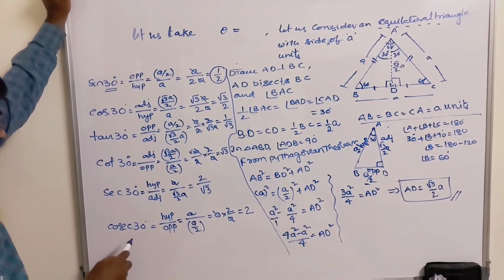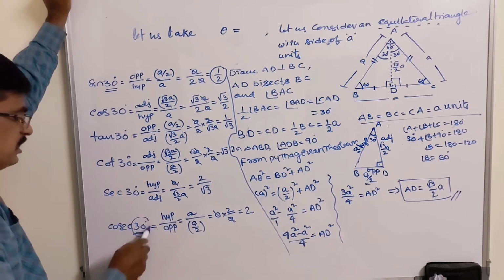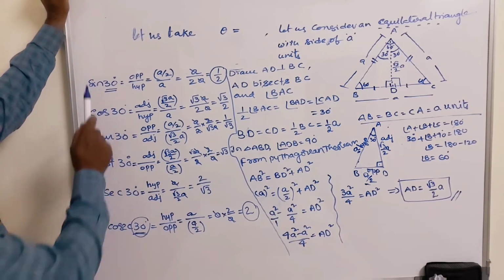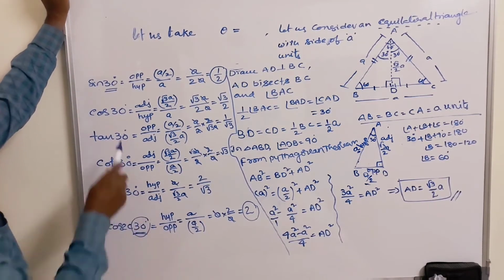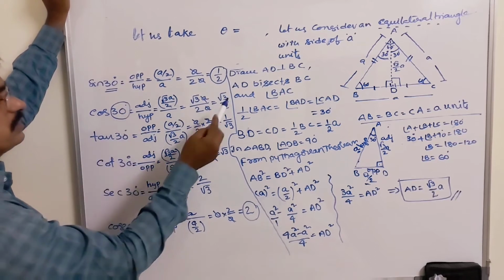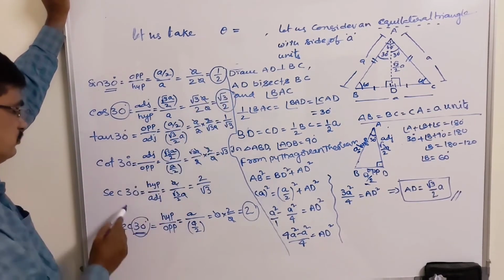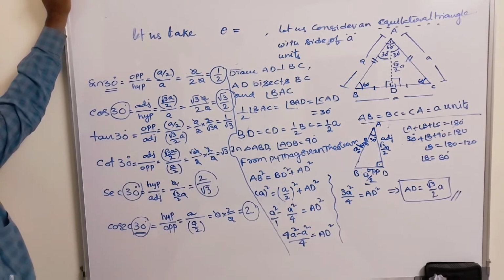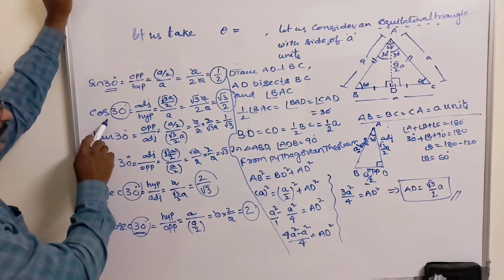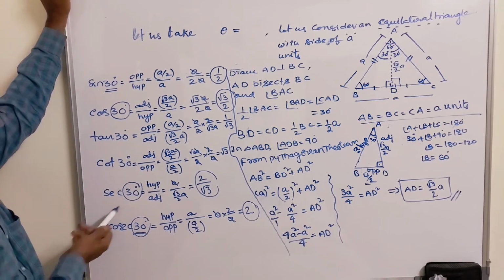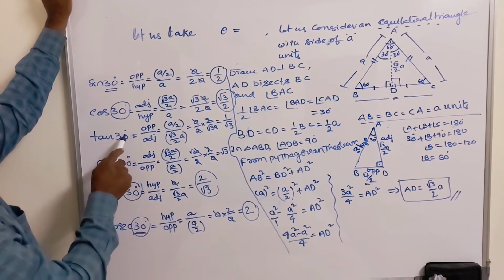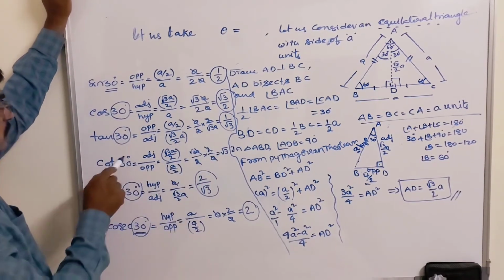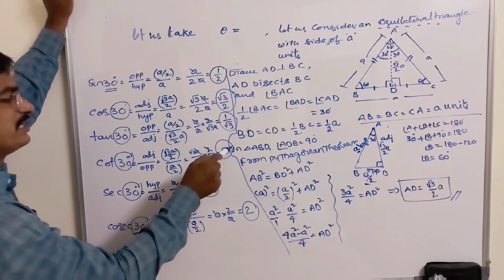Okay, cosecant 30 is 2, the reciprocal of sin 30, which is 1 by 2. Cos 30 is root 3 by 2, so secant 30 is 2 by root 3, the reciprocal. If you know cos 30, then definitely you can know the secant 30, just by reciprocality. Tan 30 is 1 by root 3, then cot 30 is root 3.